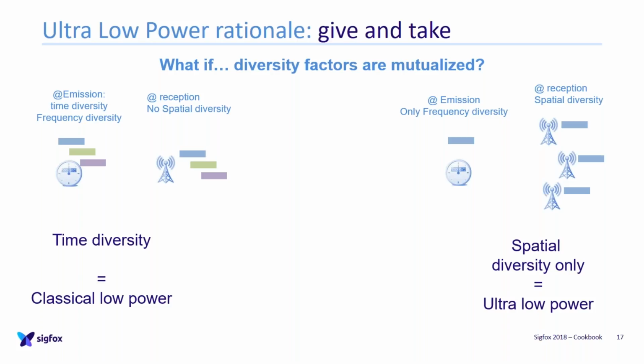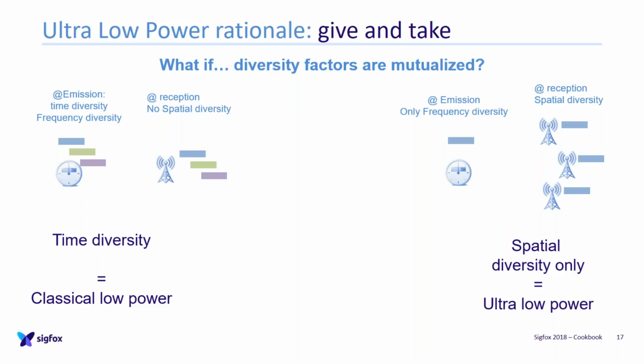So on the left hand, we have a situation where we're looking at a diversity factor of 3, which is endorsed by the device. This is the classical low power mode. And on the right-hand side, the diversity factor is contributed only by the network. This is only spatial diversity. This is the ultra low power mode because the device contribution now to diversity is removed.